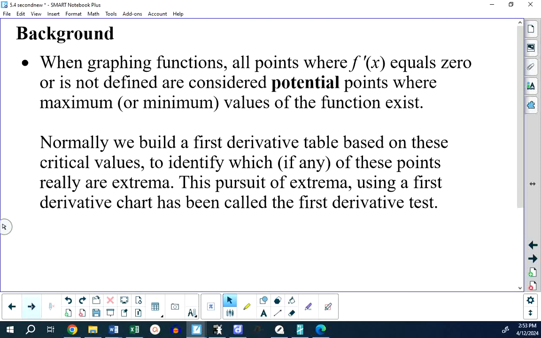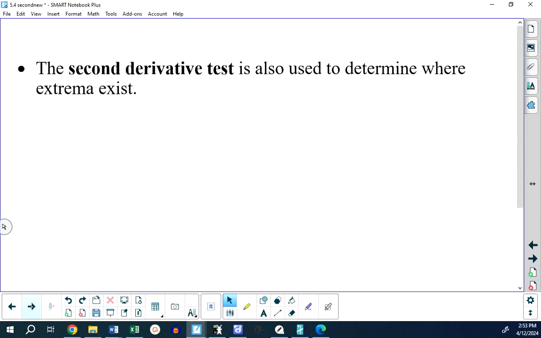Normally what you would do once you've identified those potential points where max-mins might occur is you do a first derivative chart to determine which, if any, are maxes or mins. That's what you would normally do. But you don't need to always. There are certain functions where we can use the second derivative to determine whether they are max-mins. Listen carefully. We use the second derivative to determine if the critical values of the first derivative are max-mins.